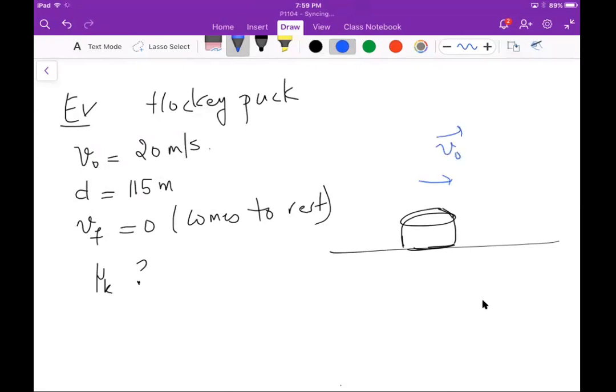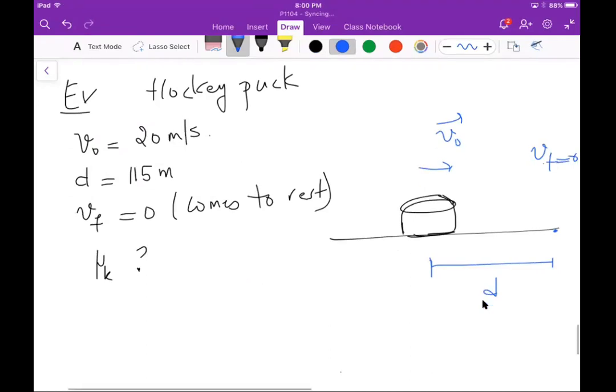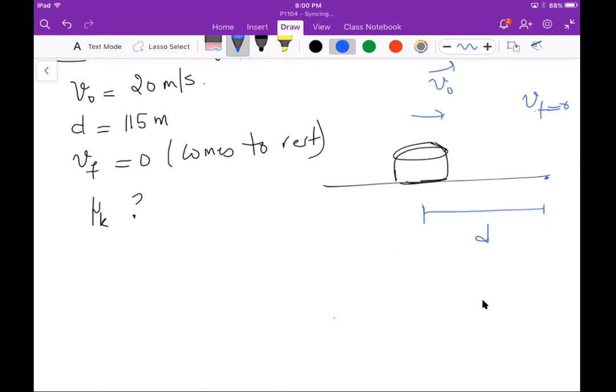And then it was sliding on the ice. After it was sliding, it moves only a distance d, and it arrived at this point where v final becomes equal to zero. So v final at this point is equal to zero. The question is, what is mu k? So how could you determine in general the coefficient of friction, whether it's static or even kinetic?